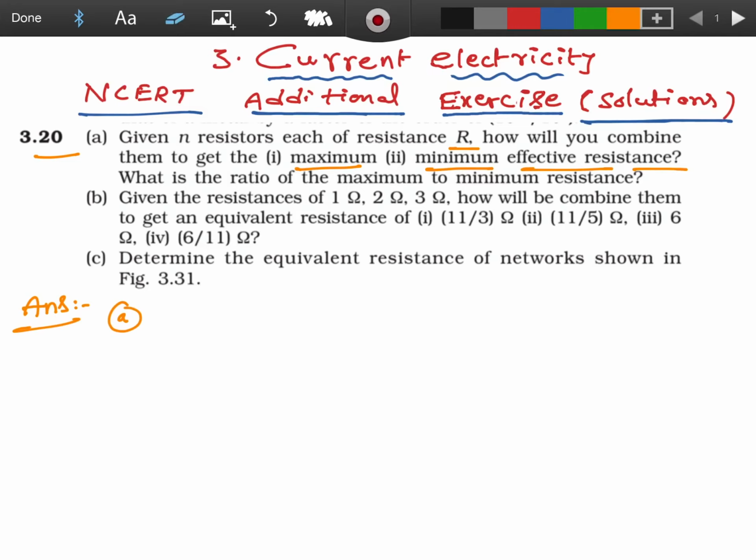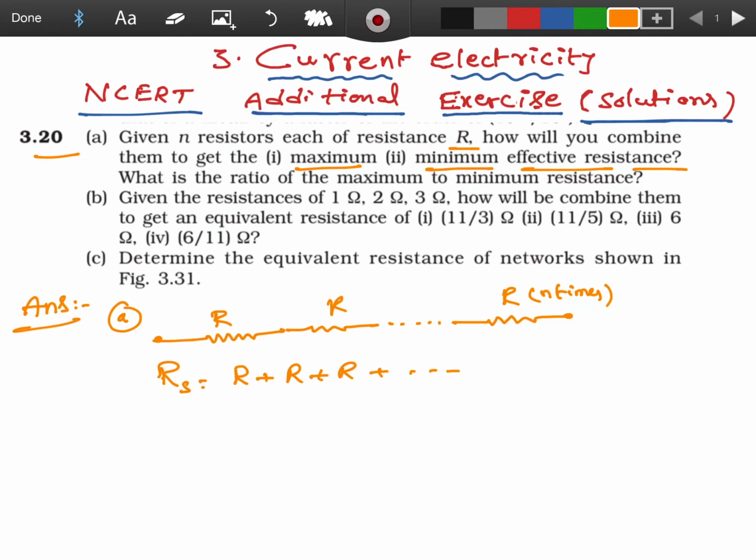Maximum possibility is the series combination: R, and so on R, that means total n times. Then what is the effective resistance between these 2 points? For series combination, R plus R plus R and so on n times, which is n times R, which is NR. This is the maximum possibility. Why? Because we are adding directly, it's a summation of individual resistors.